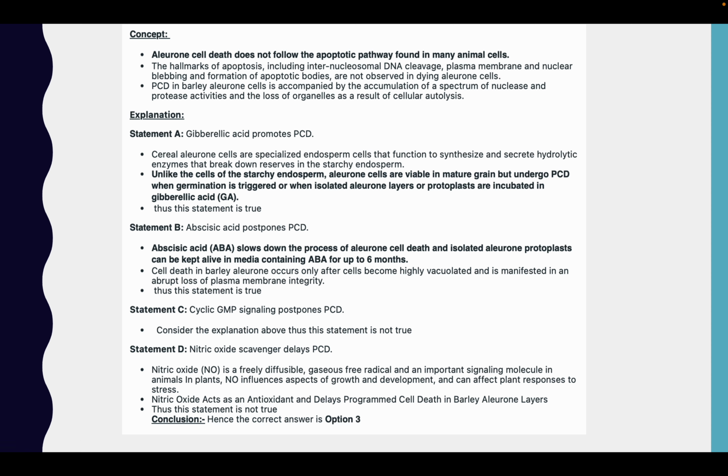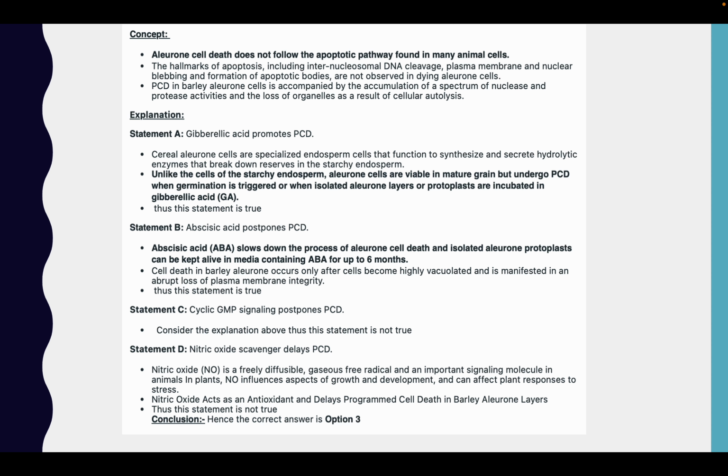Any doubts? And ma'am, if abscisic acid is kept during the experiment for 6 months, then the cells will become vacuolated and cell death will occur in the case of abscisic acid. Till 6 months, they will inhibit cell death. Yes, that is why we say it postpones PCD, but after 6 months, it will completely lead to death of that cell.